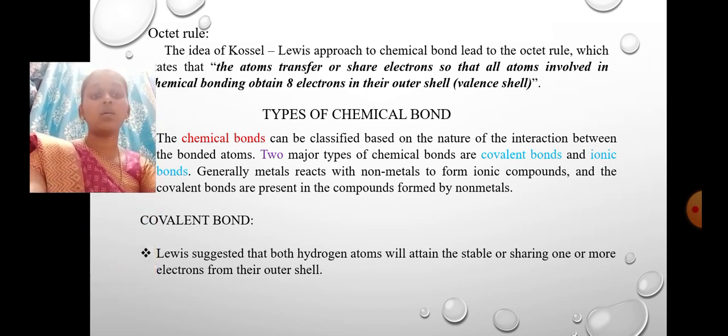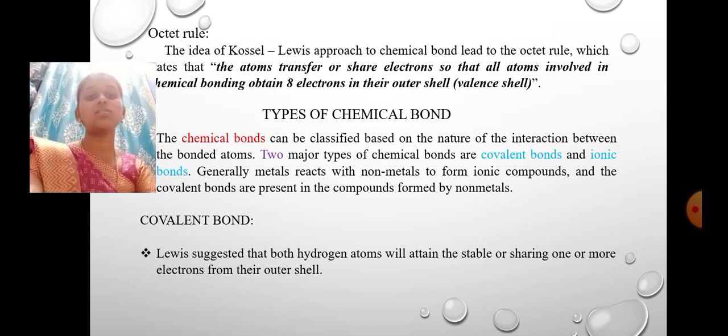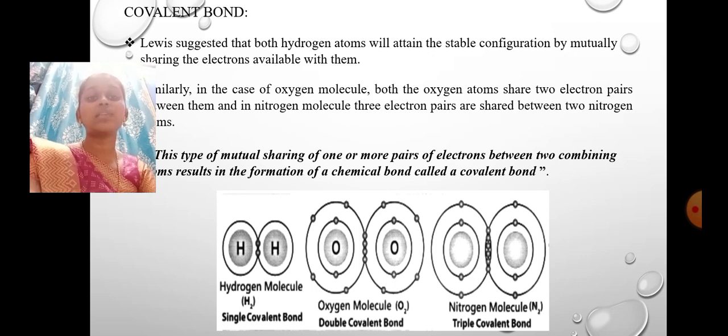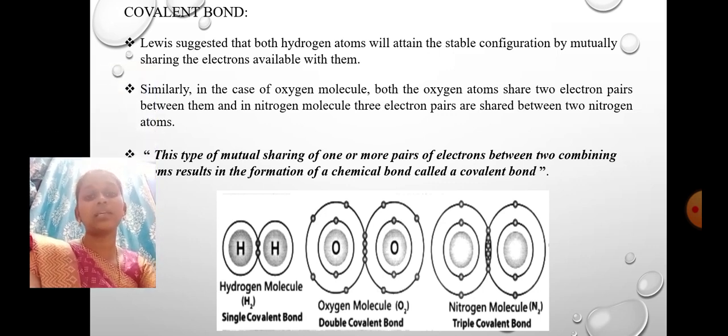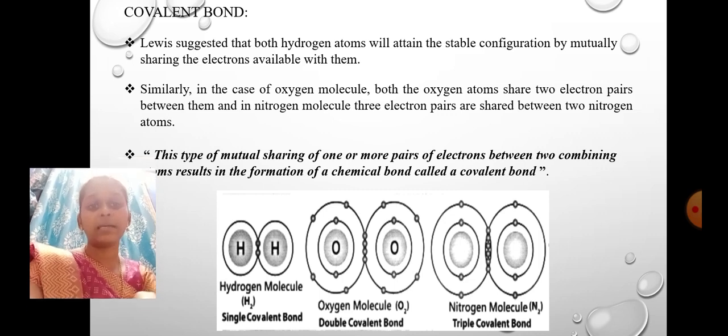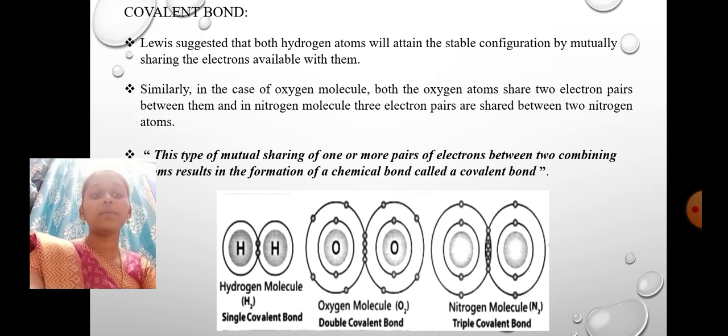The first type is the covalent bond. Lewis suggested that both hydrogen atoms attain a stable configuration by mutually sharing the electrons available with them. Similarly, in the oxygen molecule, both oxygen atoms share 2 electron pairs between them, and in the nitrogen molecule 3 electron pairs are shared between two nitrogen atoms. This mutual sharing of one or more pairs of electrons between two combining atoms, resulting in the formation of a chemical bond, is called the covalent bond.